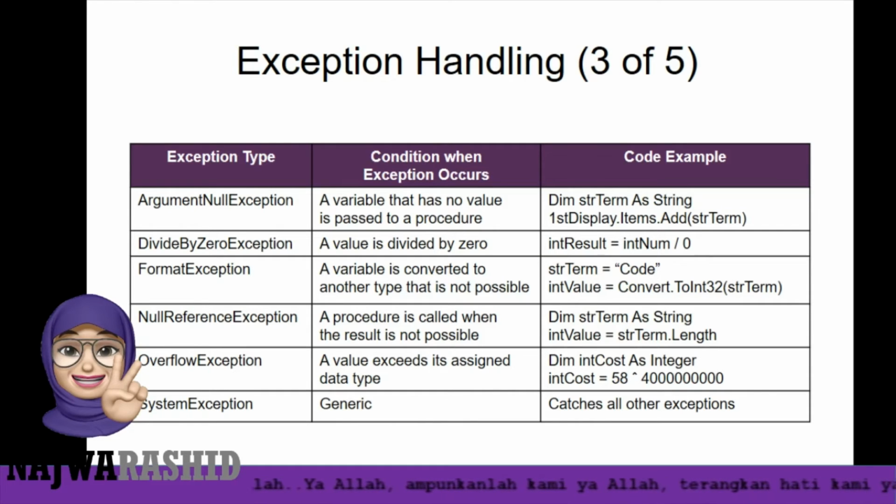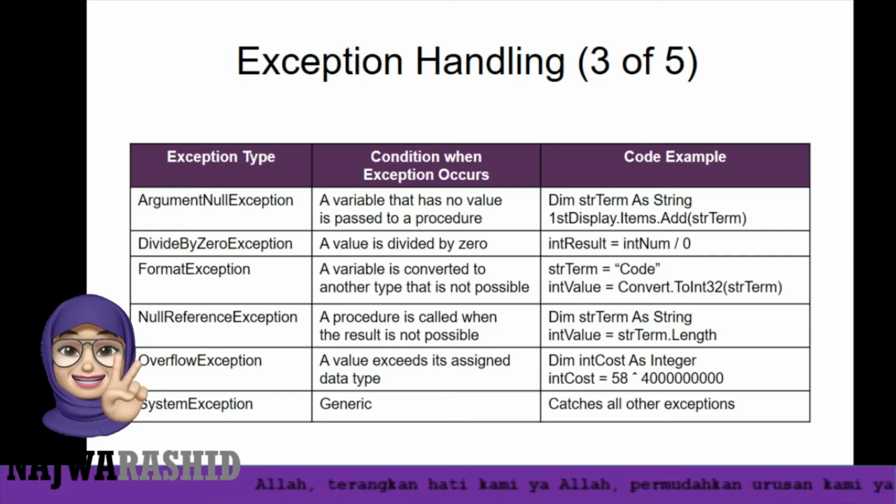Okay, the next one is NullReferenceException. This is when a procedure is called when the result is not possible. For example, let's say you have a string term, and then we have an integer value, string term dot length. That is not possible for assigning the string term dot length into the integer value. So we can use null reference exception. Okay, the next exception type is OverflowException. A value exceeds its assigned data type. So let's say we have integer cost as integer, and then we try to do a power of something, 58 power of 4 million.